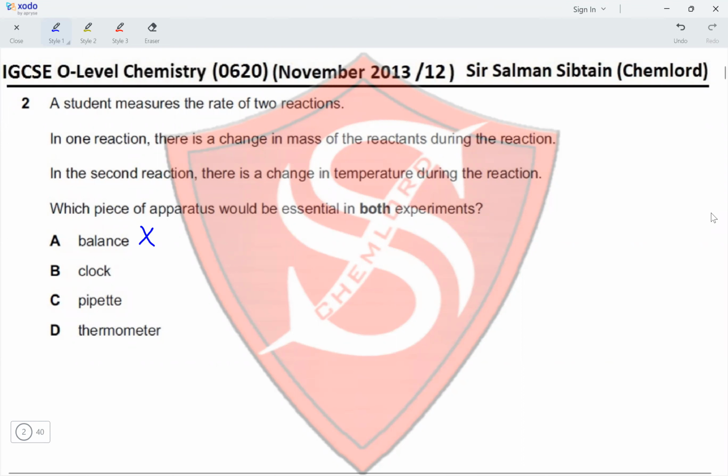So a balance could measure the change in mass, but not the change in temperature. A clock could measure the rate of change in mass and the rate of change in temperature. So time can be measured in both the cases. A pipette cannot measure any of these things, so it is not useful at all. And a thermometer will measure the change in temperature, but not the change in mass. So the only piece of apparatus that can be used in both the experiments in order to measure the time taken for the change in mass and the change in temperature to take place is a clock, making option B the correct option for this question.